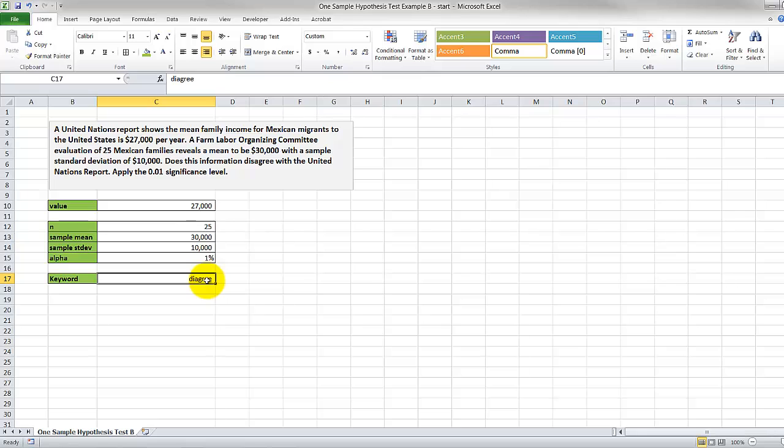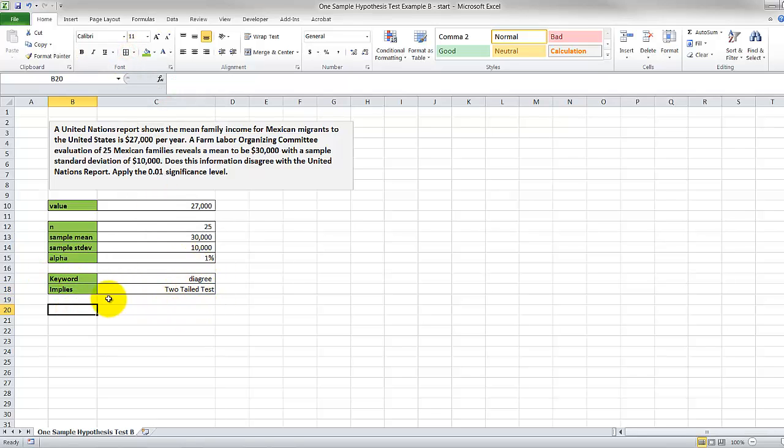So this implies, and sometimes I'll go ahead and write the implication here, a two-tailed test. Because if 30 was statistically greater than 27, that would disagree, as well as if it was under 27, it would also disagree. So we're testing both sides of the 27. Okay, so that is the key of this problem, that you can correctly identify this keyword and pick out the right test.